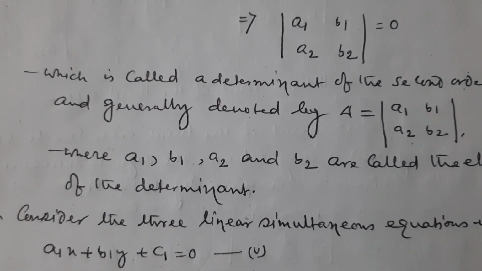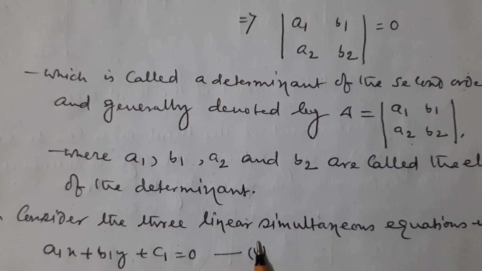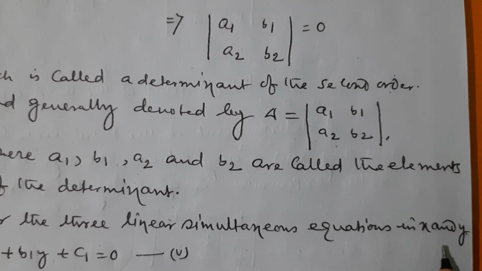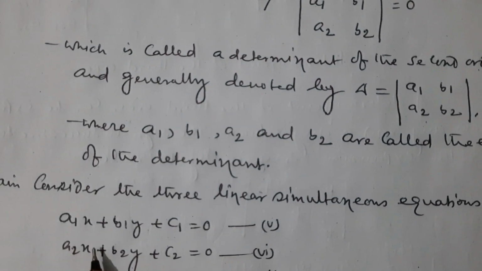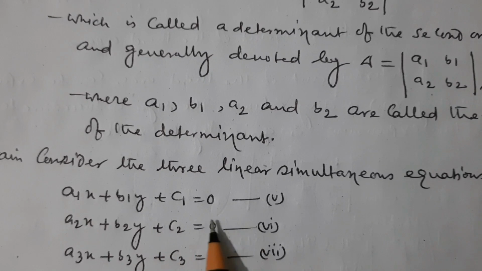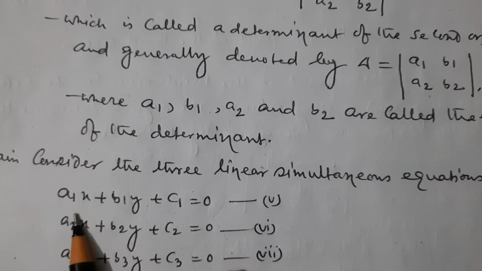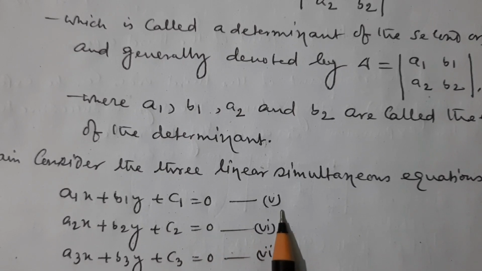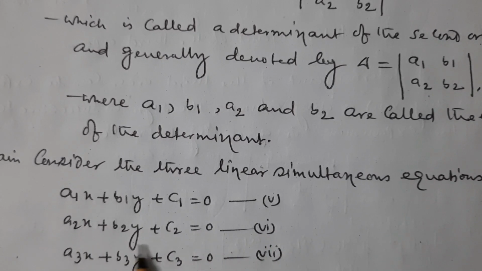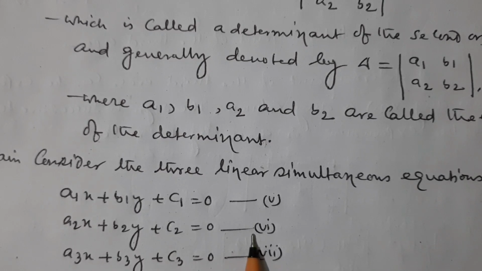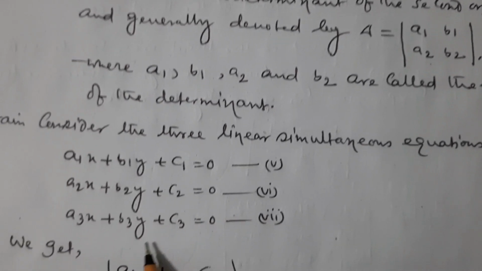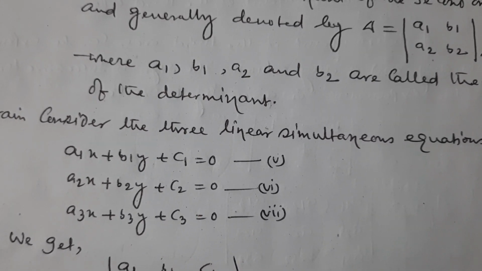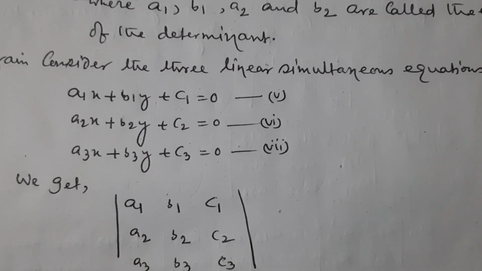Again, we consider the three linear simultaneous equations in x and y. a1x plus b1y plus c1 equals 0, equation number 5. a2x plus b2y plus c2 equals 0, equation number 6. a3x plus b3y plus c3 equals 0, equation number 7. So from these equations we can write as this.